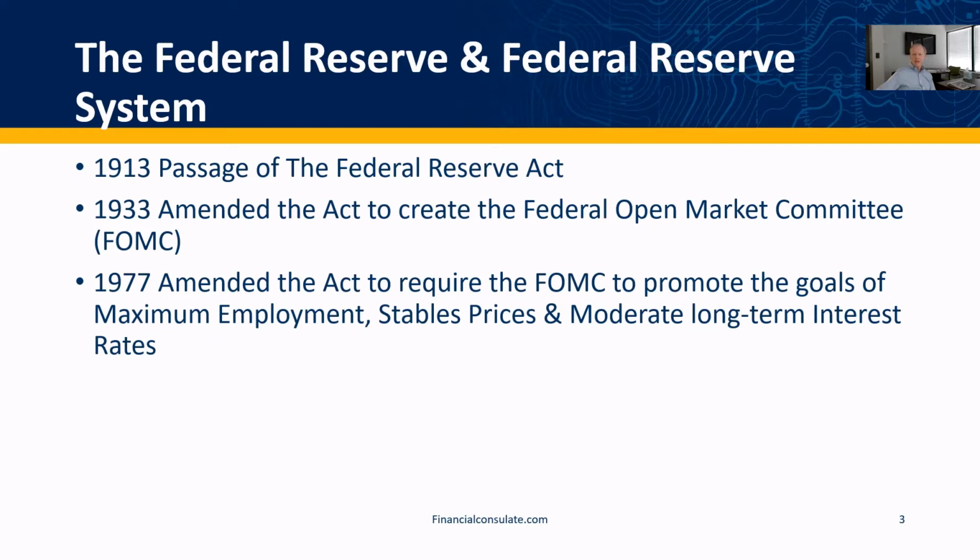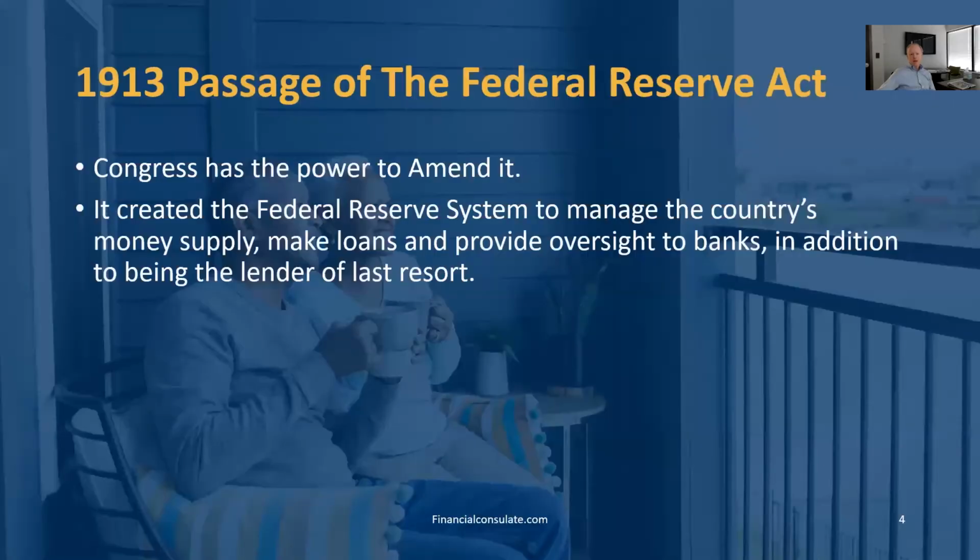And then in 1977, the act was amended once again to require the FOMC to promote the goals of maximum employment, stable prices, and moderate long-term interest rates, because at the time, inflation had become such an issue, and it wasn't until a few years after that that inflation was really gotten under control. So the mandate came. So again, Congress has the power to amend the act.